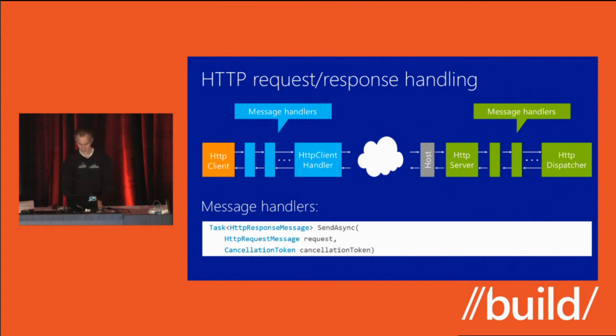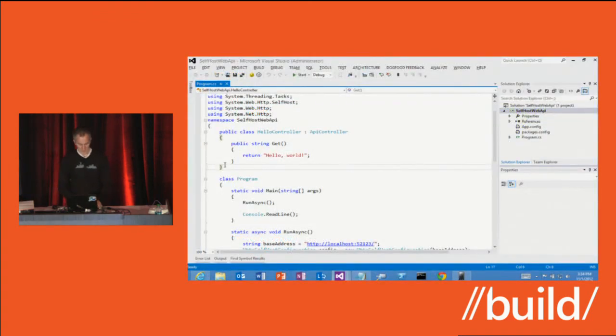Just show you that fast. Here is a self-host server program. This is just a console app. And here's my web API controller. It's a hello controller, and it just has a single get action that returns hello world.